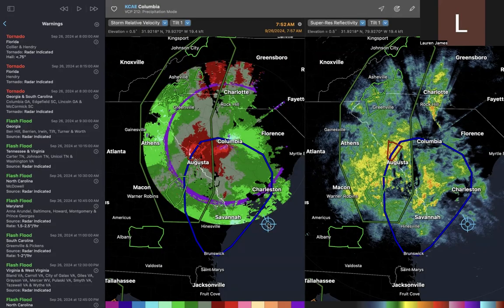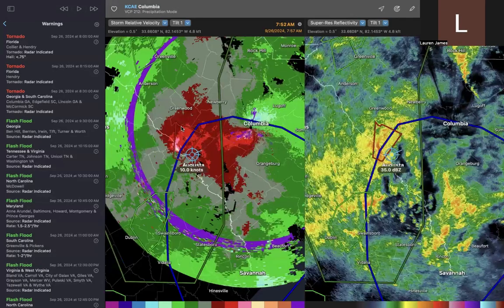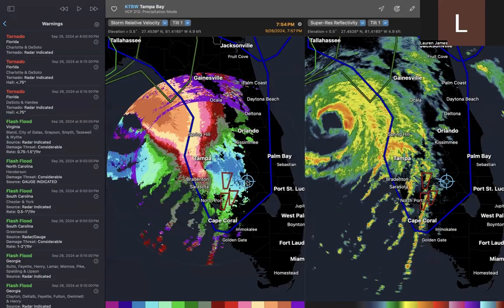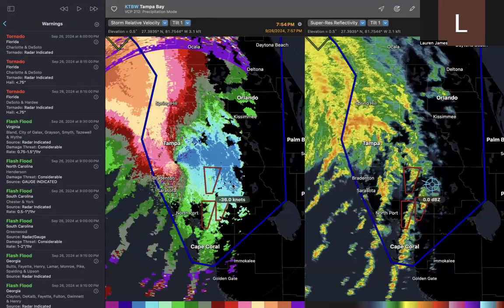During Hurricane Helene's passage, several tornadoes were confirmed across the southeastern part of the United States. As you see here, there are tornado warnings out in Florida, Georgia, and South Carolina. You can see specifically here north of Augusta and even further north. Even before the hurricane made landfall, there were tornado warnings in effect in Florida, as we see here.